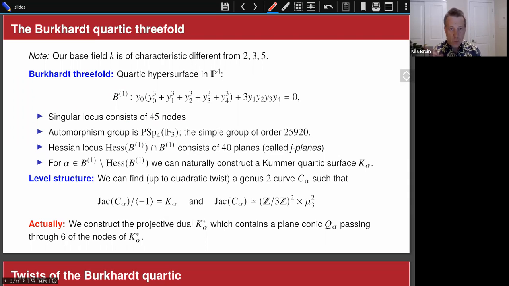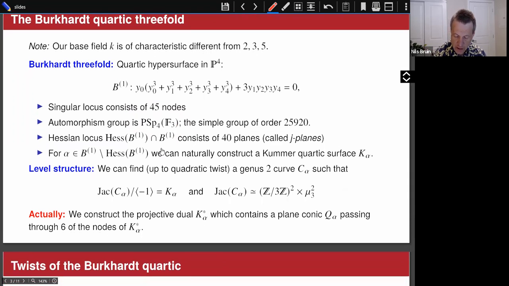If you look at what happens, you can construct the projective dual of this surface, which has on it a plane conic that passes through 6 of the nodes of that Kummer quartic surface.